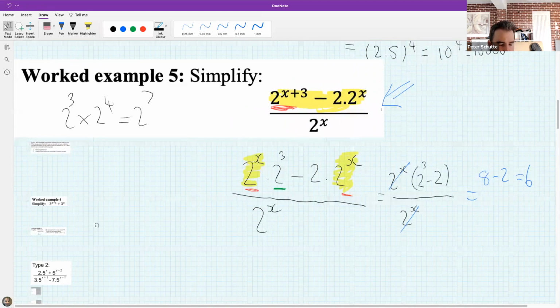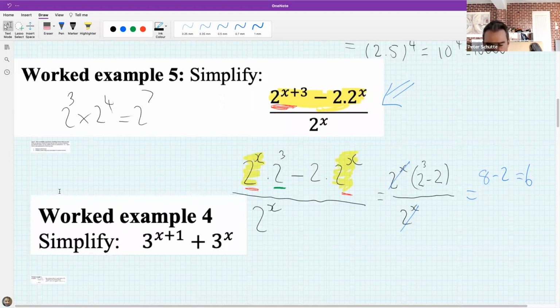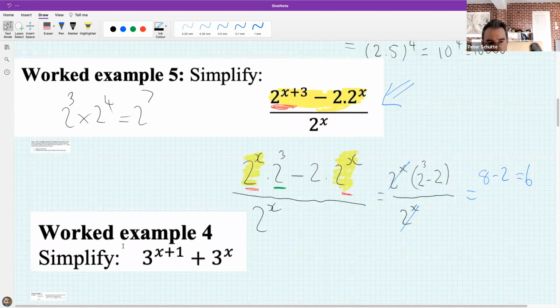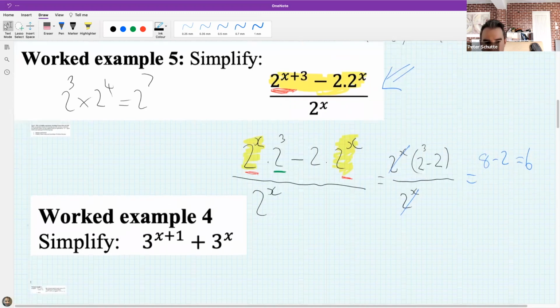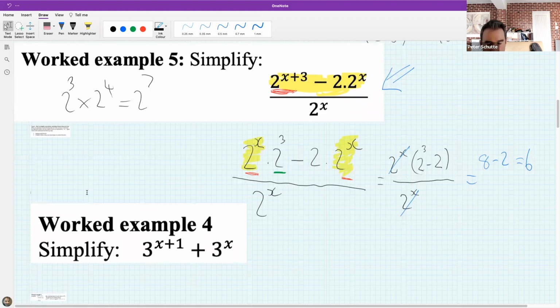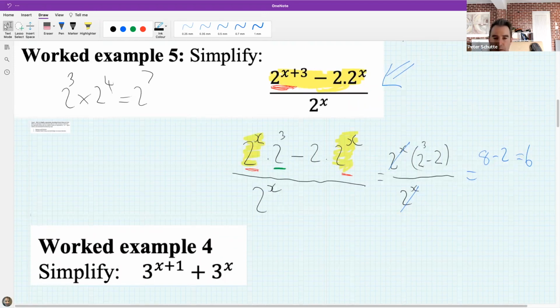I want those who are feeling comfortable to try and simplify 3 to the x plus 1 plus 3 to the x. Notice how there's no multiplication. And I want to see, can you perhaps think about how you could use the technique I've just showed you to help simplify this one? And the problem we have is it's not multiplication and division, it's addition. See what you can do there.